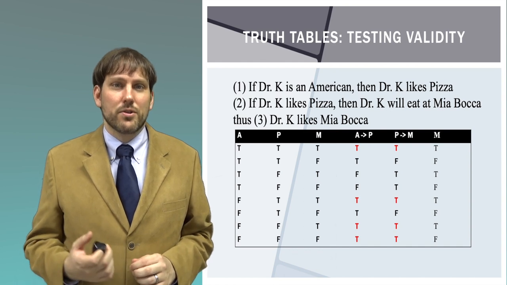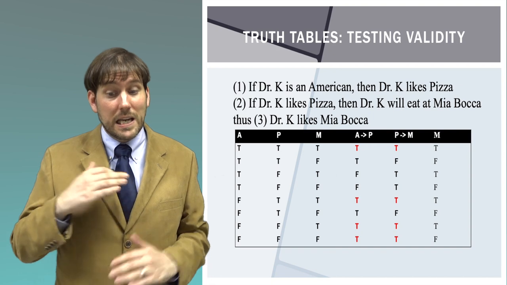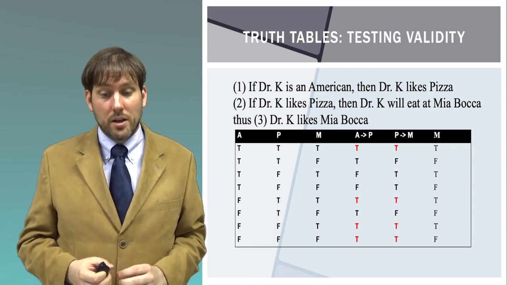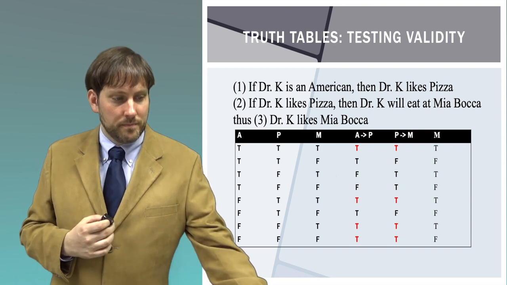If all of the premises are true but the conclusion is false, that means the argument is invalid. If that happens anywhere on the table, the argument is invalid. So we know that this argument is actually invalid.